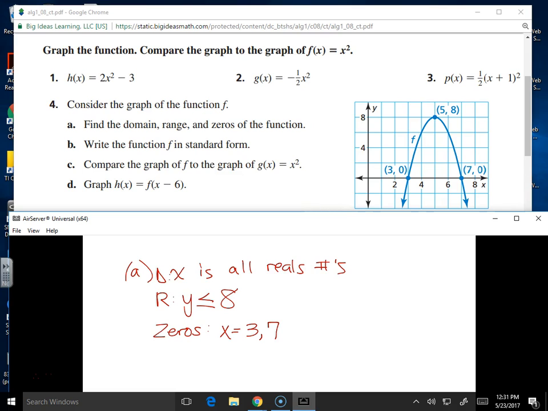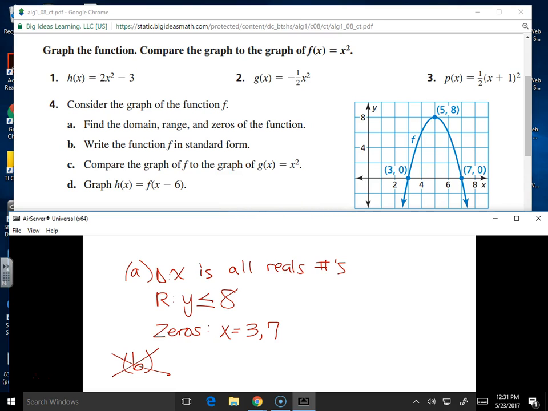How would I write this function in standard form? Nice thing is, guys, for letter B, those of you that got stuck, we actually didn't talk about standard form. So we can cross off letter B.